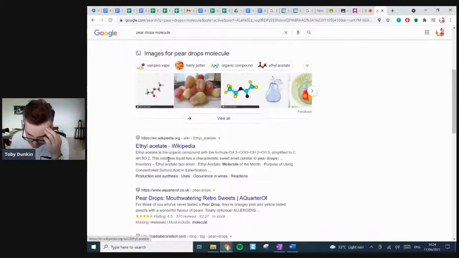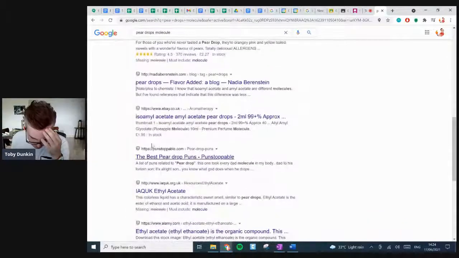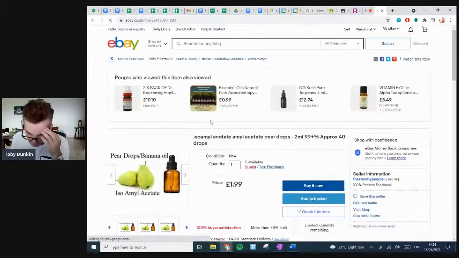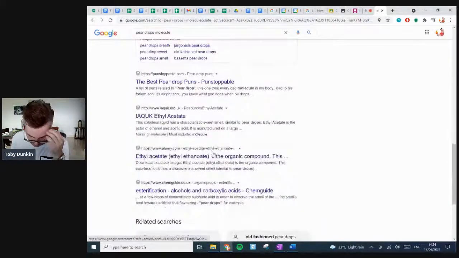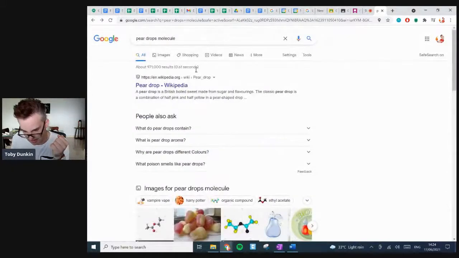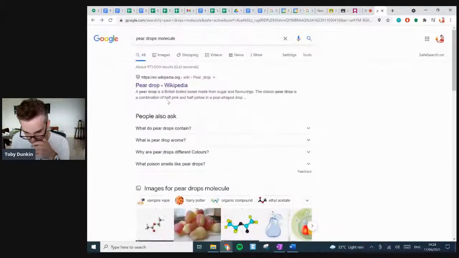Let's see if I can find it. Ethyl acetate. Oh, that's interesting. It's not the one I thought it was going to be. That's the same one. This is where you get rubbish on the internet like that. Isoamyl acetate. Wow, giving me the old name. I don't want the old name. I want the new name, please. Really not very useful, that.